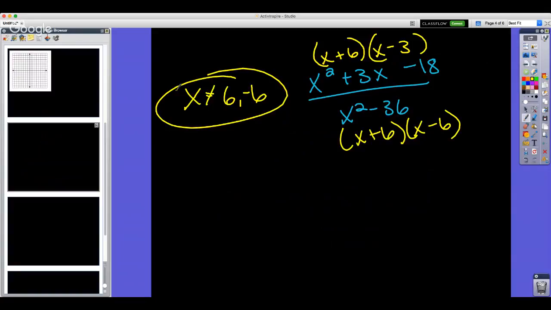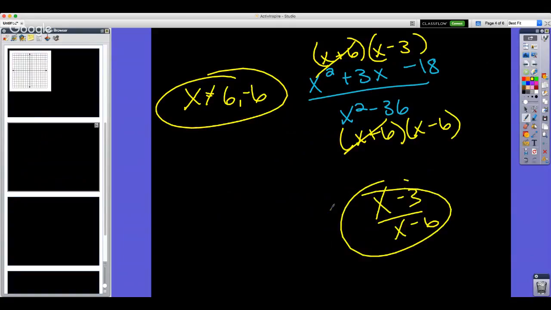Now what could I cancel? X plus 6. Yep, x plus 6, x plus 6, to leave me with x minus 3 over x minus 6 as my answer. Okay? All right? So, x can't equal 6 or negative 6. The x minus 6 in the denominator is okay. Yes, that's true. We could have x minus 6.